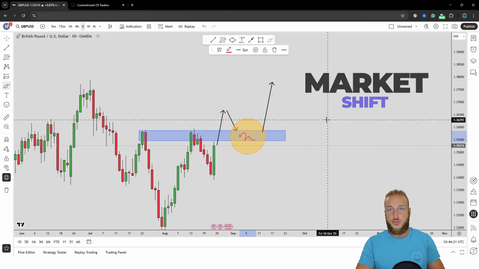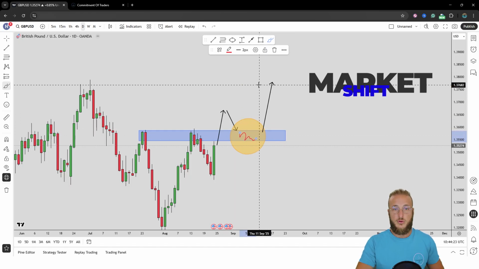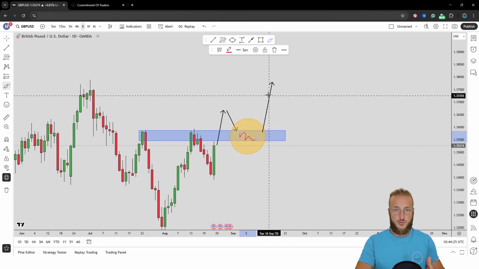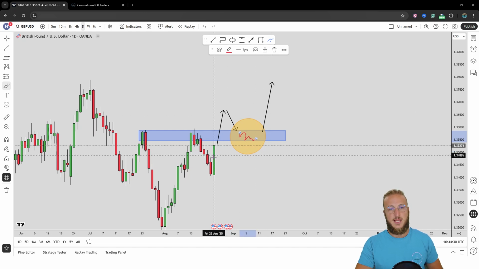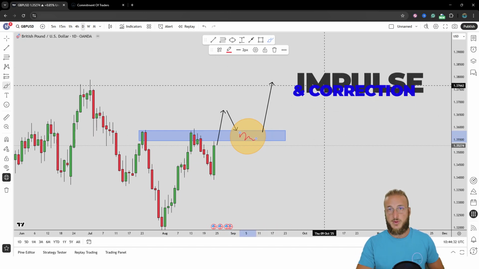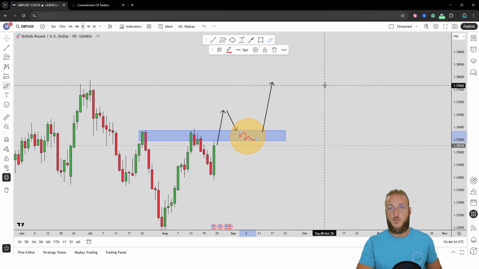So if the market would shift here from an intraday bearish to bullish market, I wouldn't be surprised to see a potential rejection to the upside away from this area for the market to complete this daily impulse correction and impulse pattern to the upside. That definitely wouldn't surprise me.